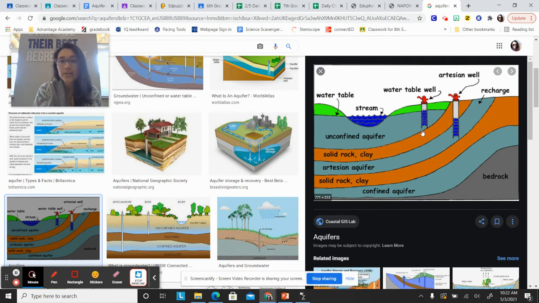Like this clay is impermeable, which means water does not flow through it. And so we can't have an aquifer where water can't go. So it's got to be permeable, which means that water can get through it. And then the other side of that is that it's got to be porous. And porous means that there are holes inside of the sediment where water collects. So porous means holes, and permeable means that water can get through it.